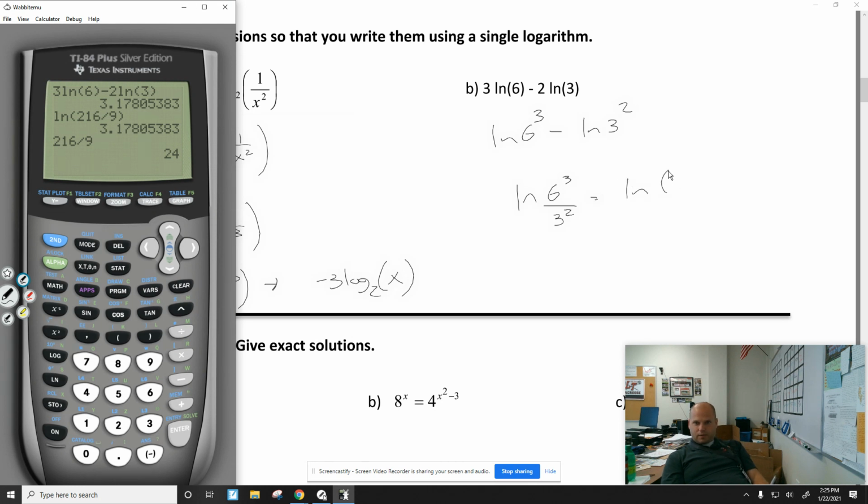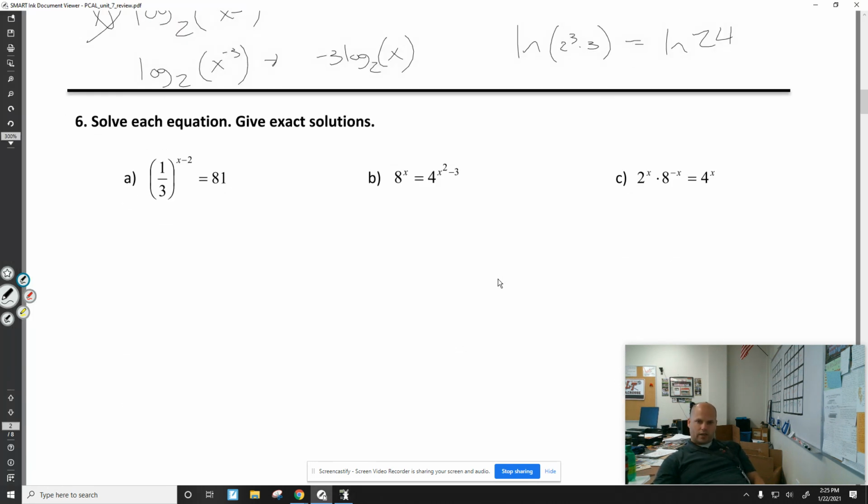6 is 2 times 3. So I'm going to rewrite that. Ready? 2 times 3 cubed is the same as 2 cubed, 3 cubed. Well, I can cancel 2 of these 3's with these 2 of these 3's, giving me natural log of 2 cubed times 3. That's 8 times 3, which is 24. That's one way to simplify. Obviously, you guys are soft and use your calculators.